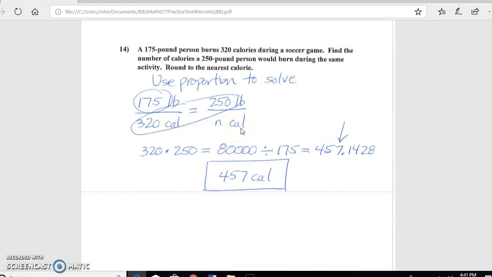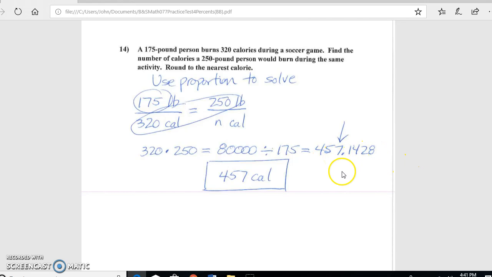Whenever you set up a proportion, you have to have the same units on the top on both sides. We have pounds on both sides and the same units on the bottom. And once we get it set up properly, then we look for the two numbers that are across from one another, 320 and 250. We multiply those two numbers, and then we divide by the leftover number, the 175, and this is what you should get on the calculator.